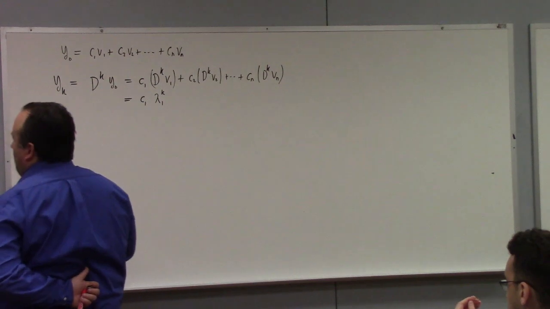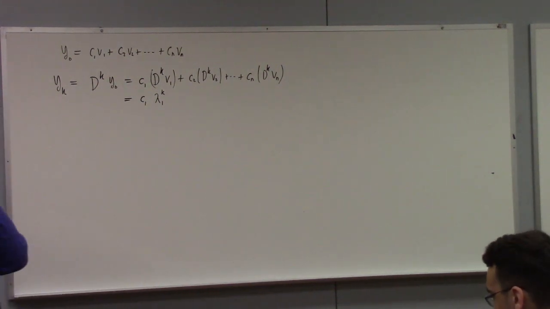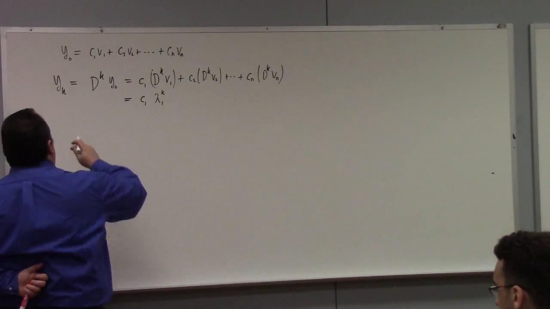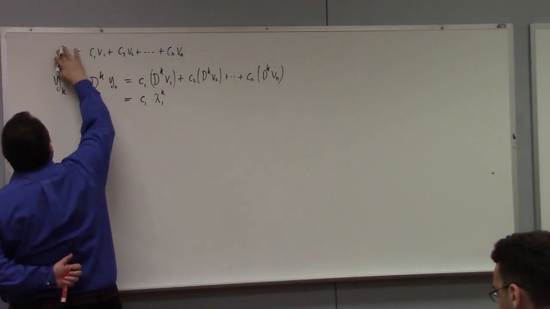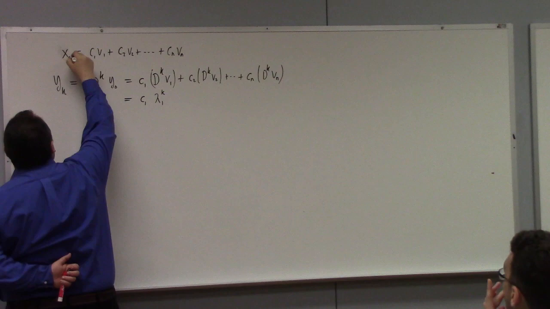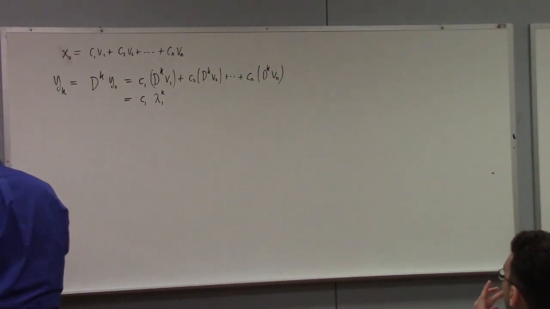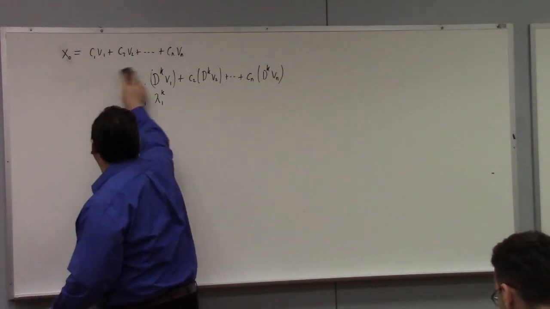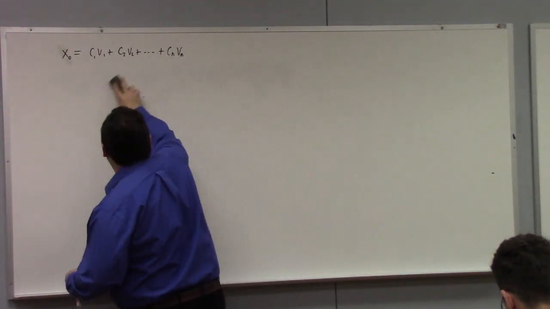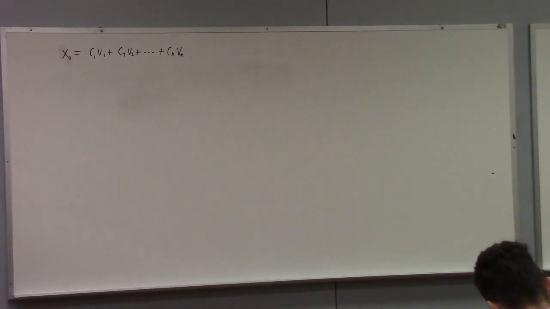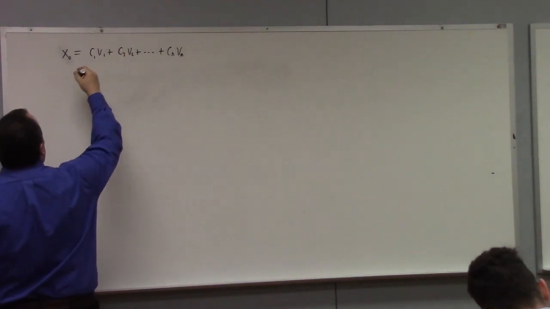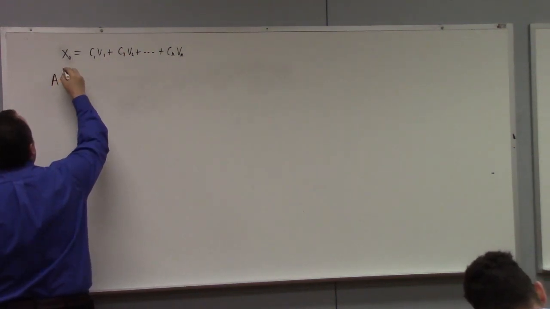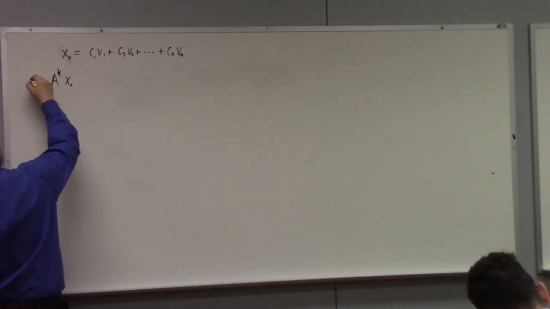I'm sorry, guys. I should write the initial condition not in the eigencoordinates like this. That's what's confusing me. I need to put this as x naught. Okay. And if I do that, I have to calculate slightly differently. So if that's x naught, what happens when we calculate a to the power k on x naught? Because that's the kth state vector, right?